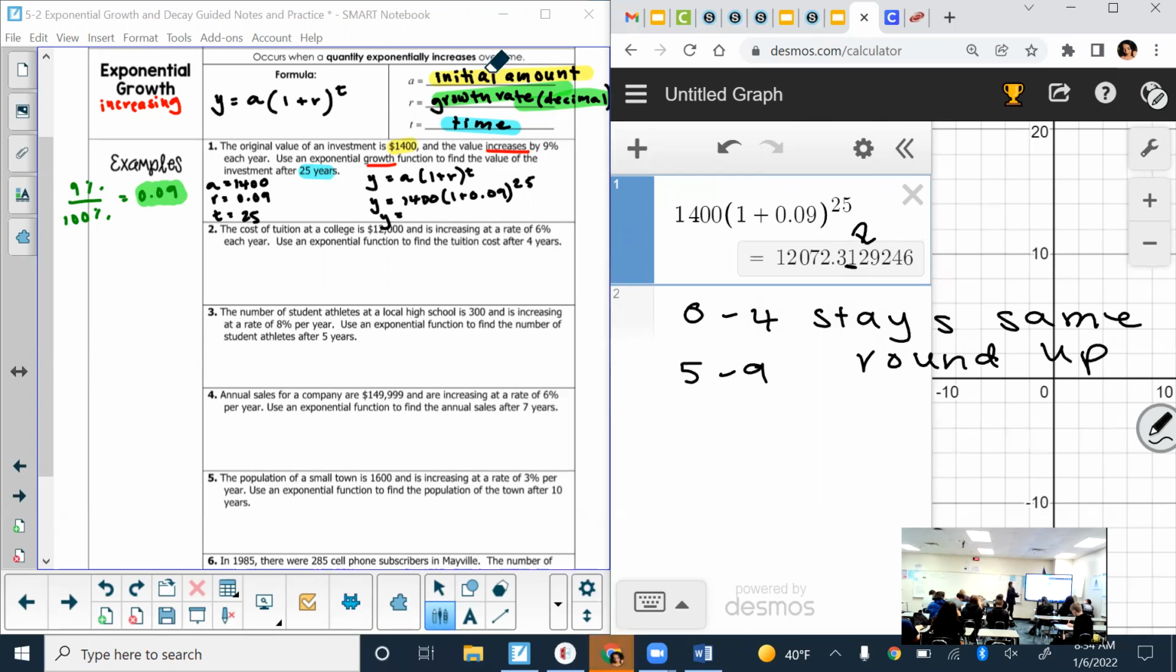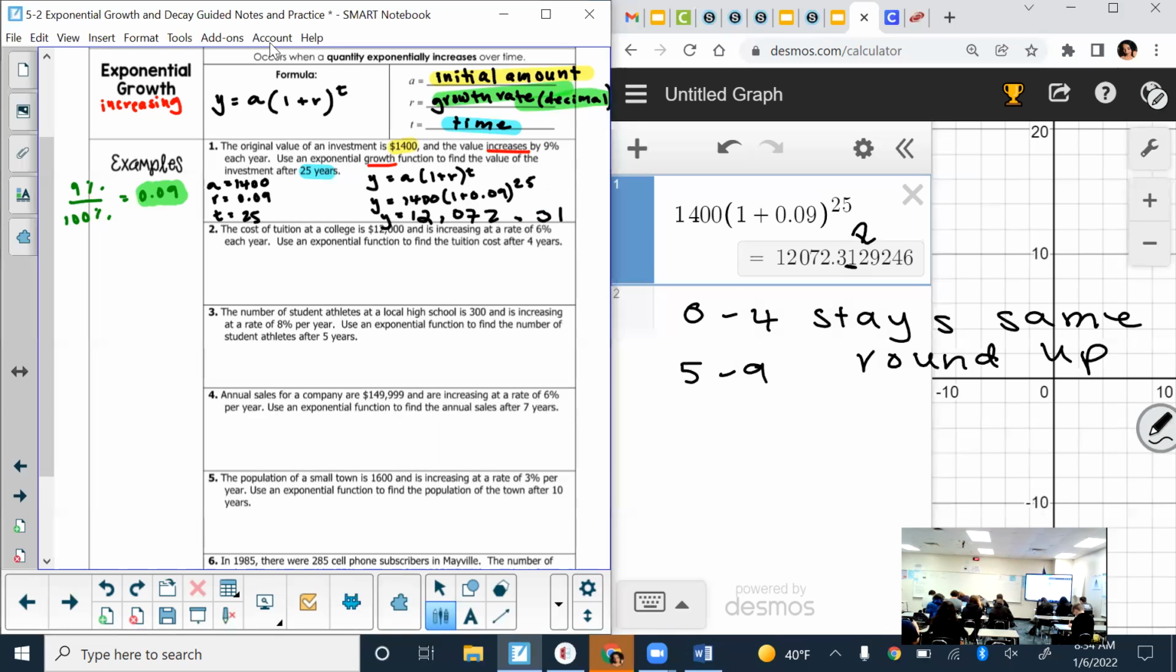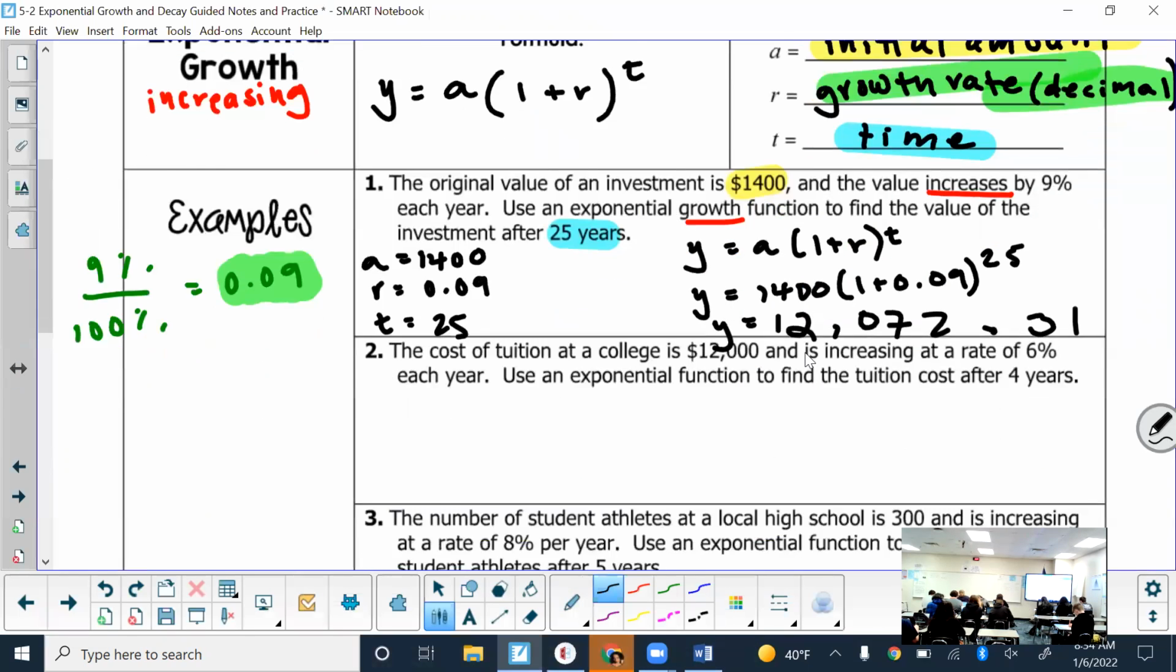All right, so is it going to be, let me write the first part. So $12,072. And is it going to be 31 cents or 32 cents? 31 cents. All right. This 2 is between 0 and 4, so it should stay the same. Questions? All right. So let's do an example that isn't necessarily money.